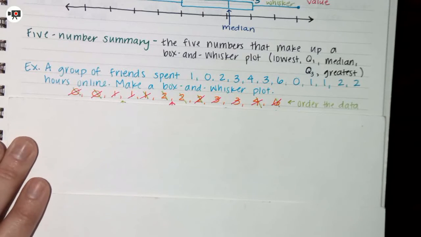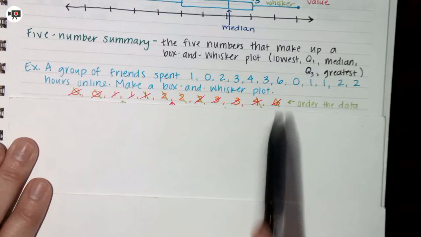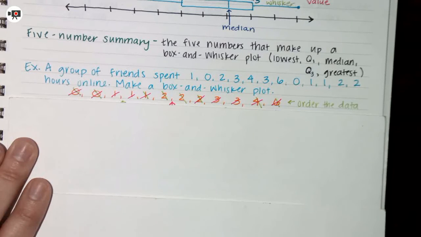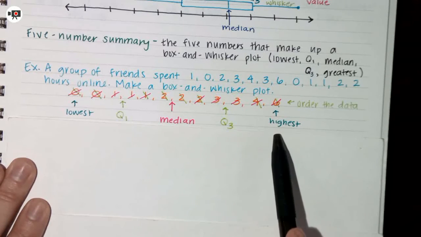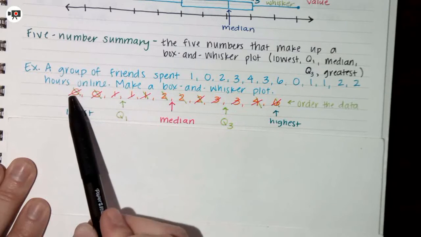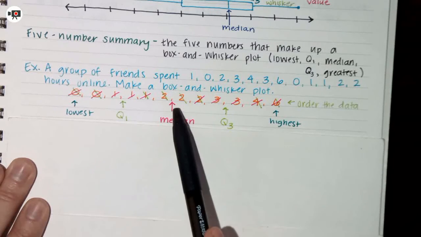First thing we're going to do is order it. So if you look, all the orange are the numbers written in order. Then the first thing we find are the lowest and highest. Then to find the median, we cross off one on the right, one on the left, until we get to the middle, and it would be the middle of 2 and 2, which is 2.